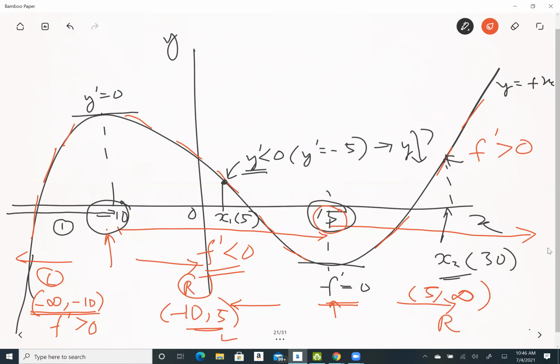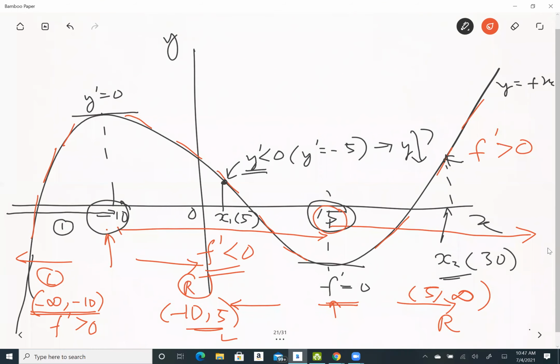So for each critical point, you need to look at the 2 intervals, on the left and on the right. And some of the intervals are the same, because they are on the same curve. Correct? Any question about this?